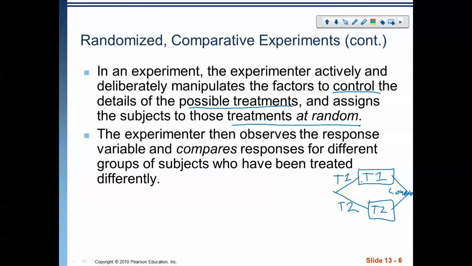We're going to randomly assign people into the two treatments. That's going to help us get rid of bias. And then we're going to give them the treatment, whatever it may be, and then compare the results at the end. Doing that process allows us to create a cause and effect relationship.